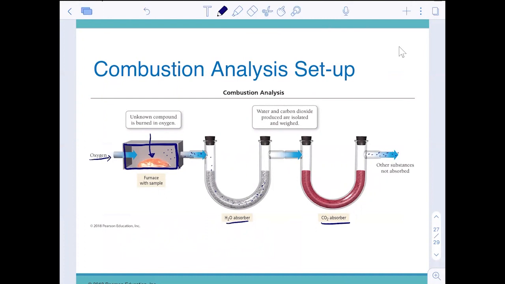The mass of the H2O absorber and the carbon dioxide absorber before and after the analysis is then taken so that you can see the difference in the weight. And the difference in the weight will be the amount of water or the amount of carbon dioxide. So that's a real life experiment with combustion analysis to investigate an unknown compound's empirical formula.